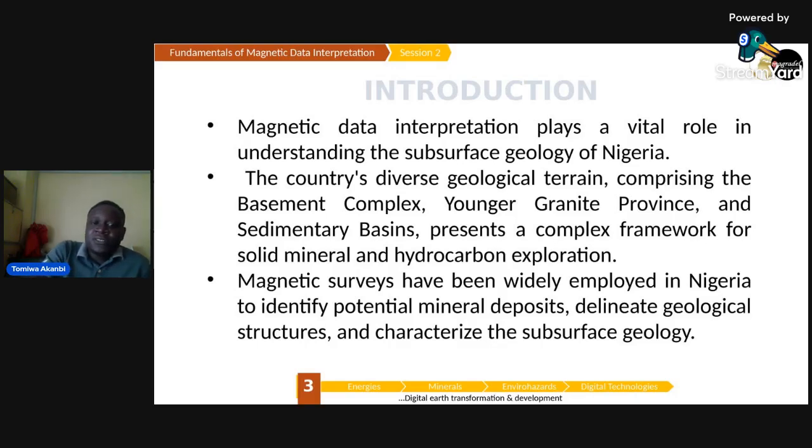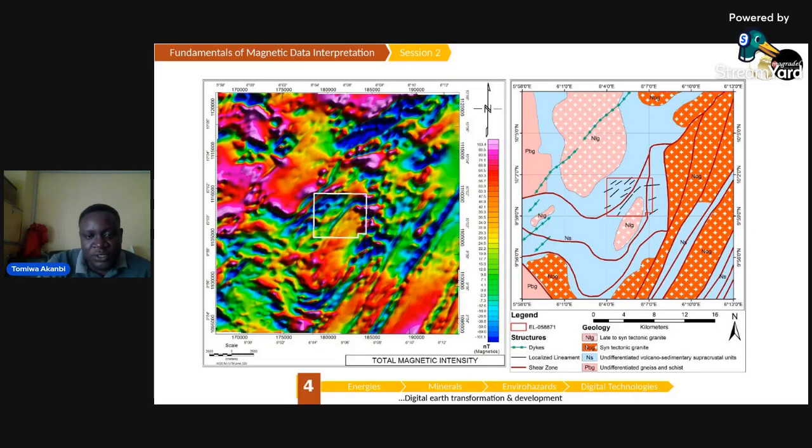And considering the country's diverse geological terrain, where you have the basement terrain, the sedimentary terrain, younger granite and the likes, magnetic data can help you to differentiate between each one of them on a regional scale, and even sometimes on a local scale. And just like I mentioned before, magnetic surveys have been used mostly in Nigeria to identify potential mineral deposits, to delineate geological structures and to characterize the subsurface geology.